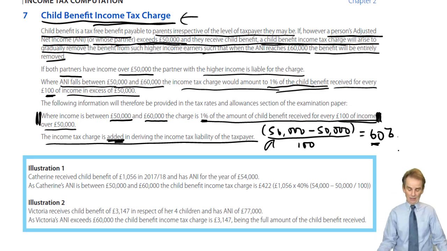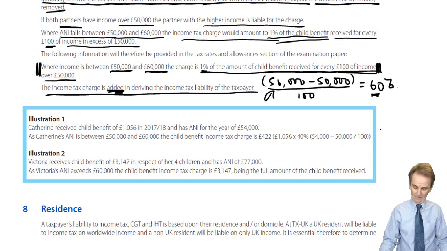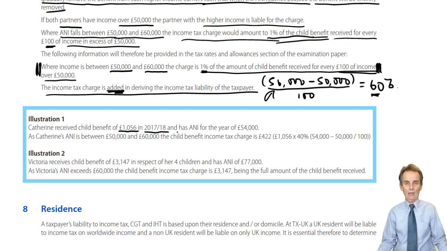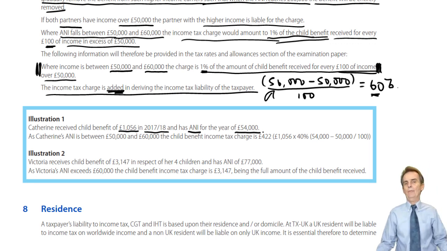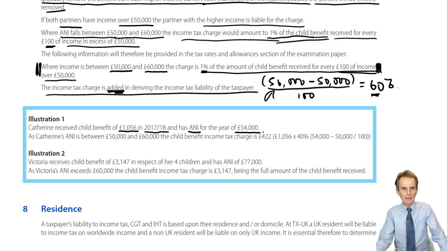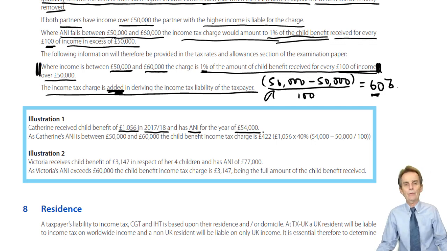So with that in mind, let's have a little look at a couple of illustrations here. Catherine received child benefit of £1,056 in the 2017-18 tax year. Again, you won't have to know where these numbers come from, they will be given to you. And she has adjusted net income for the year of £54,000. You may have to work out that adjusted net income. They tell you what levels of income the individual has. You put it together in a normal calculation of net income and then deduct from it, if you're told this within the question, any gross amounts of gift aid or personal pension contributions.